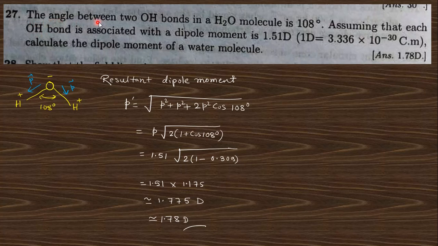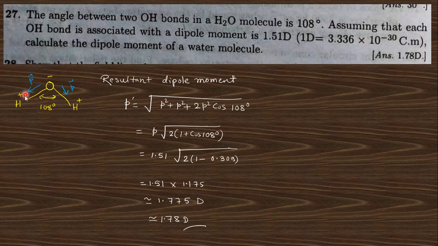Question 27 says the angle between the two OH bonds of an H2O molecule is like that. Assume that each OH bond is associated with a dipole moment of 1.51 debye. So these two dipole moment values are 1.51 debye. Calculate the dipole moment of a water molecule.